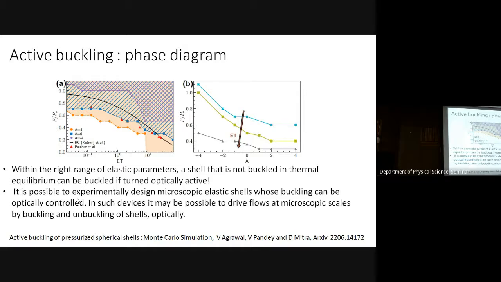And then you can play on these shells like a musical instrument. Okay? You can imagine each buckling or unbuckling working like a bellows. So you can drive the fluid flow at very small scale in an extremely controlled way. Of course, all that is just based on simulation, but that is the main purpose of this paper. Okay?